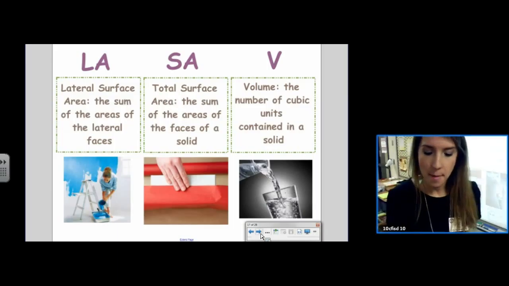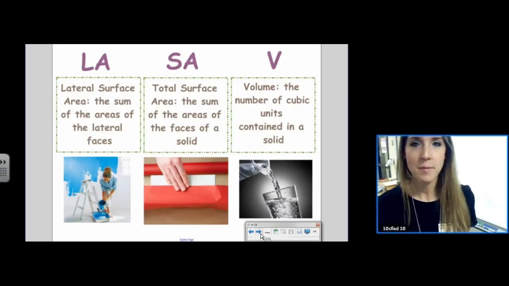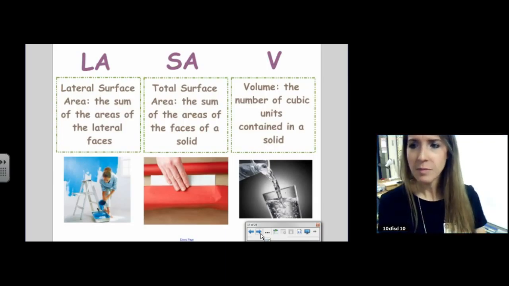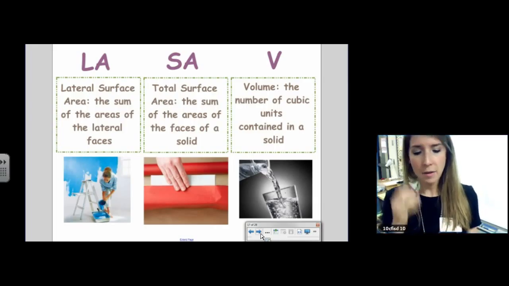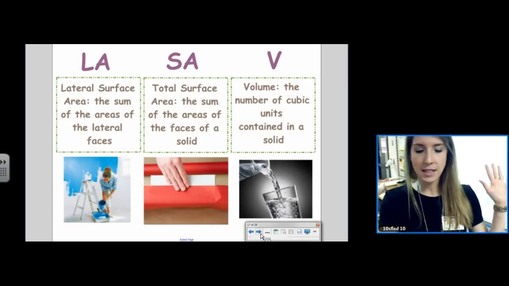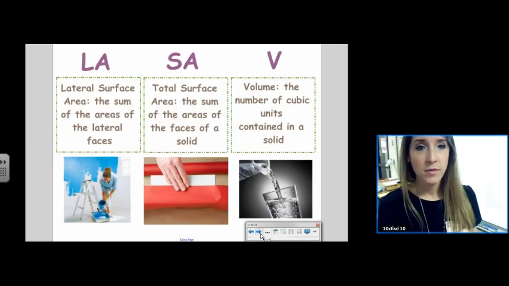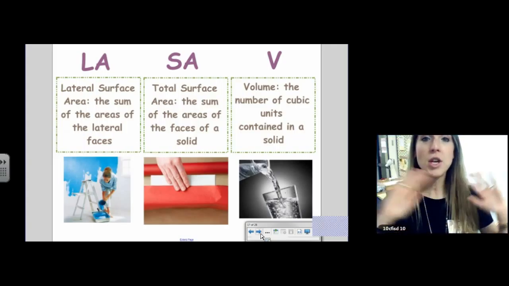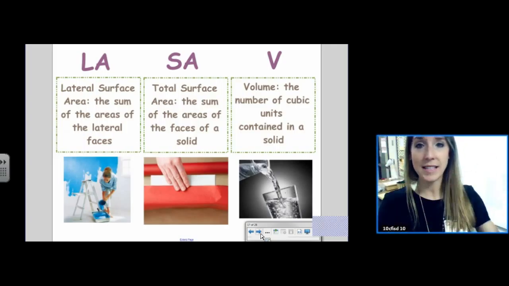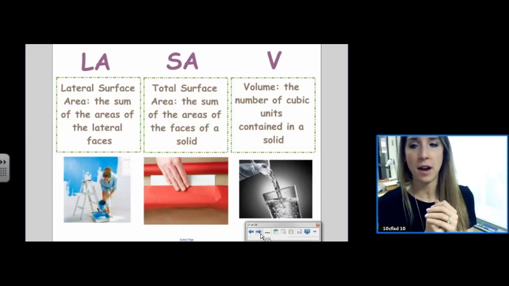There's 3 measurements that we are going to be calculating during this unit: LA, SA, and V. LA stands for the lateral surface area. So that would be like you're going to paint your room. Usually when you paint your room a color, you do not paint the ceiling and you do not paint the floor. So you are painting the lateral faces of your room. That's a time in the real world where you would want lateral surface area.